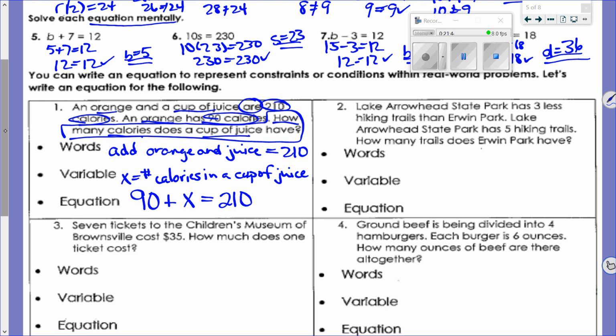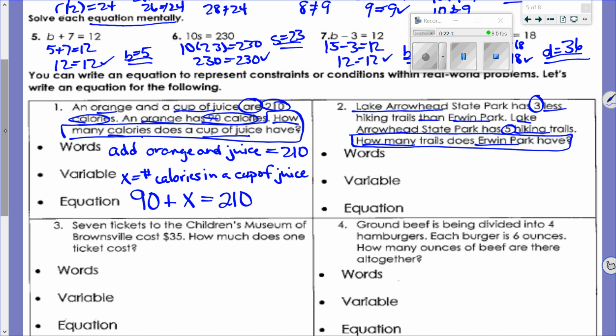Okay, next one. This one actually gets really confusing, so we got to be careful on this. Lake Arrowhead State Park has 3 less hiking trails than Irwin Park. Lake Arrowhead has 5 hiking trails. How many trails does Irwin Park have? Okay, so in words, what are we saying?